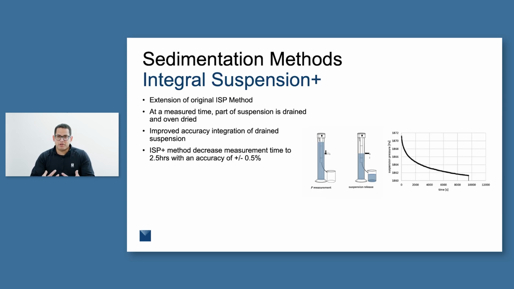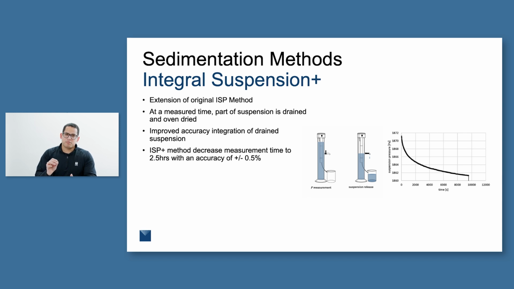Diving a little bit deeper into how the integral suspension pressure plus method works, it is an extension of the original ISP method. We don't talk about that much because this is the new method that we recommend. At a specific time interval, part of that suspension is drained and then oven dried, and you can see an example of what that looks like here. And this really improved the accuracy with the integration of the drain suspension to really hone in on the clay content and get a more accurate clay content estimate.